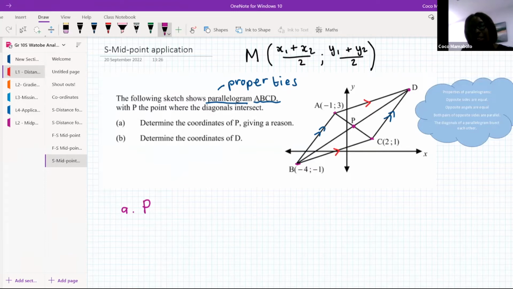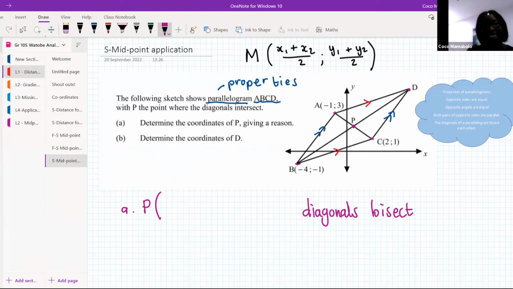All right, I'm going to give you guys 1 minute because I know you know how to calculate the midpoint. Give me the coordinates of P, please, guys. Well done, Orikanisa.